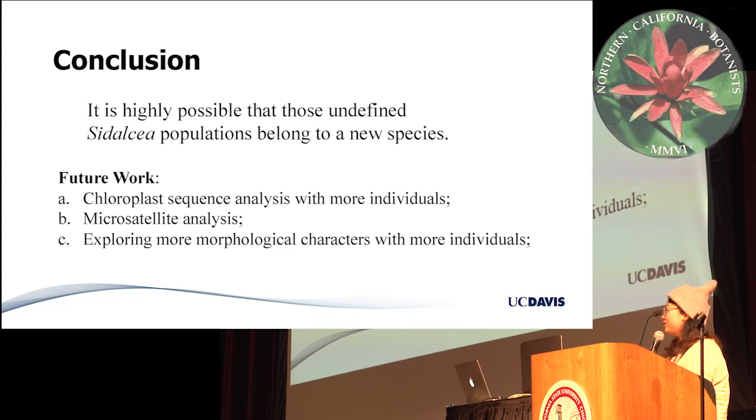So we still need to do a lot of future work. First, we have to figure out that really weird genetic variation within the chloroplast sequence by using more individuals. And we need to finish our microsatellite analysis to figure out the hybridization hypothesis. We will also try to explore more morphological characters by using more individuals, both fresh materials and prepared materials. Maybe we can find more morphological variations such as polymorphic morphology or the density of the glandular hairs or something like that.